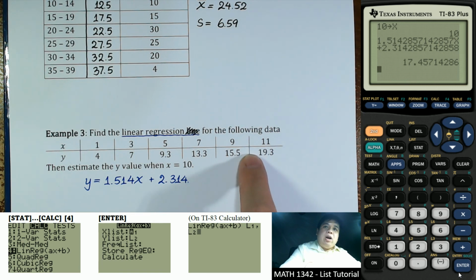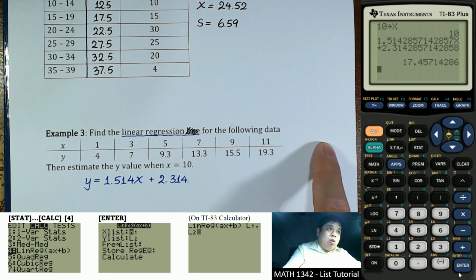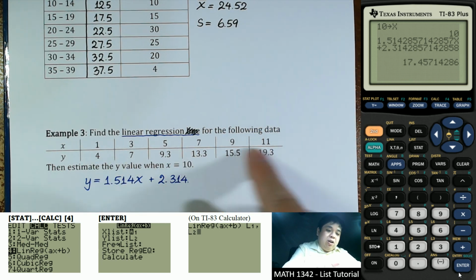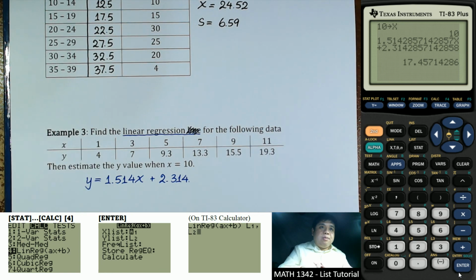So that's about right. Notice that when we do the estimate, the value should be within the scope of the data. We cannot use this equation to estimate when x equals 100. That's way out of the range of these values for x.